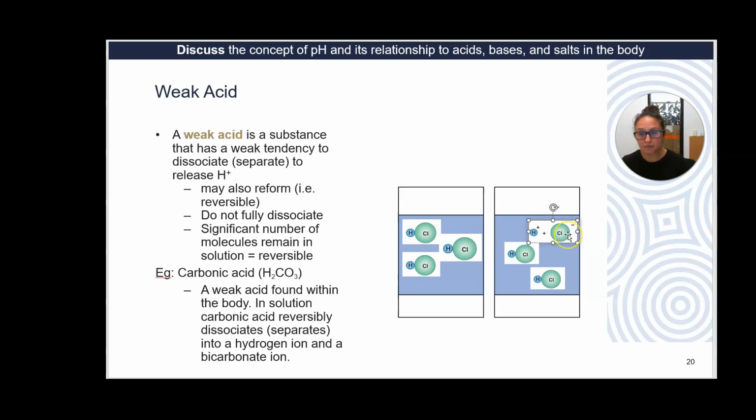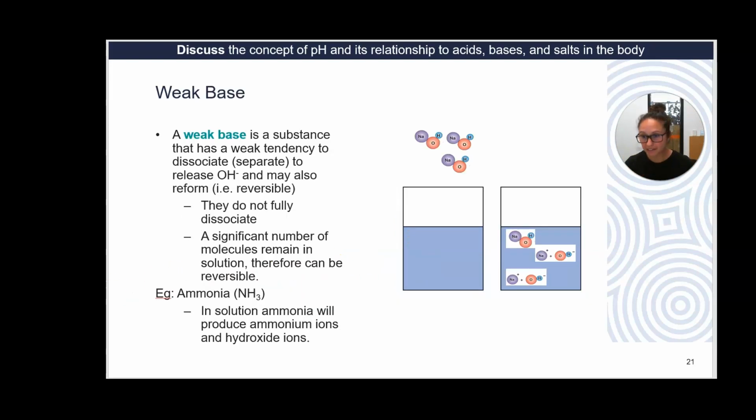A weak acid means that not every single acid molecule is going to break apart when you put it into water. Only some of them do. And also some of them break apart and then rejoin, and break apart and rejoin. So when that happens, that's called a reversible reaction. Let's have a look at a weak base. So here we go. Chuck them into our water.